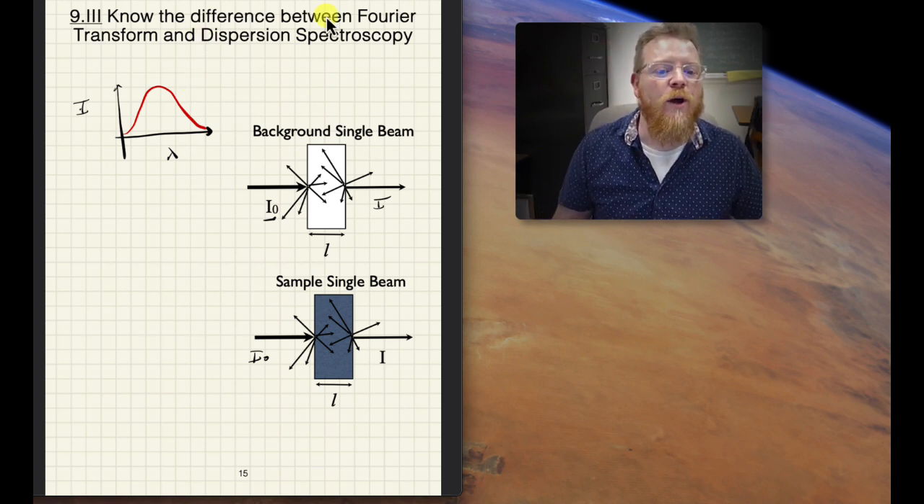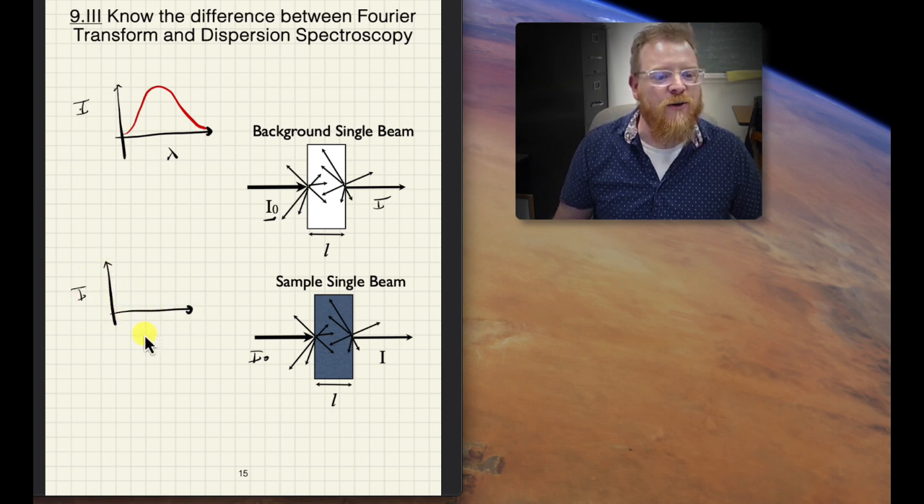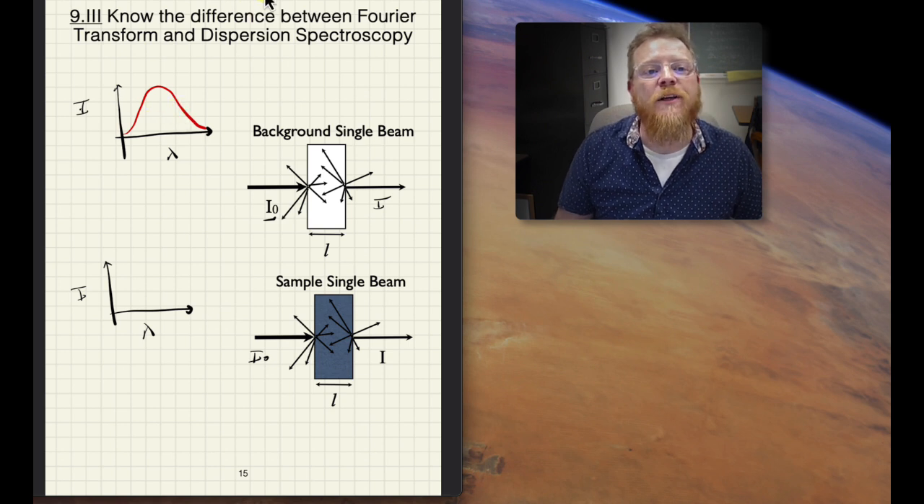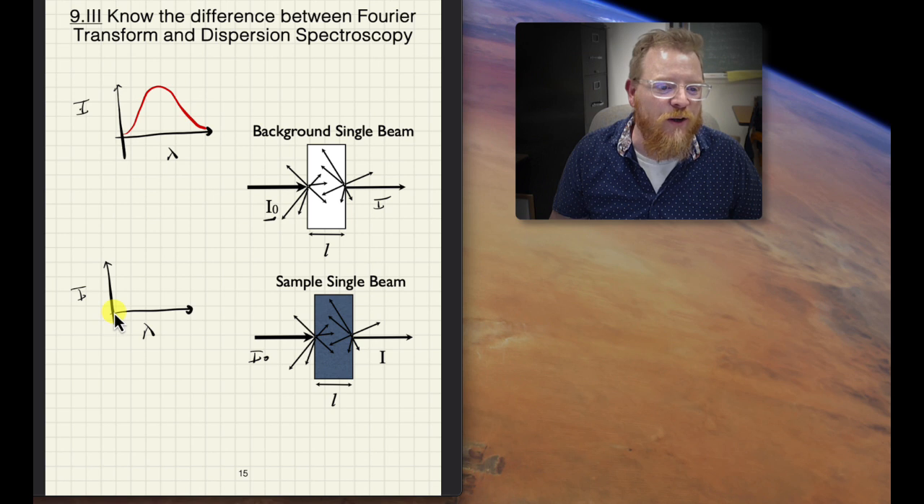Well, now when we go to look at our sample beam, our incident radiation was identical, but now there are some molecules in there that are absorbing some of that radiation. So our sample single beam will look something like this, where now certain wavelengths are taken out of that lamp due to the absorption of them.